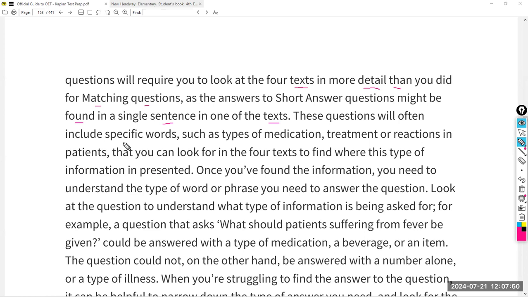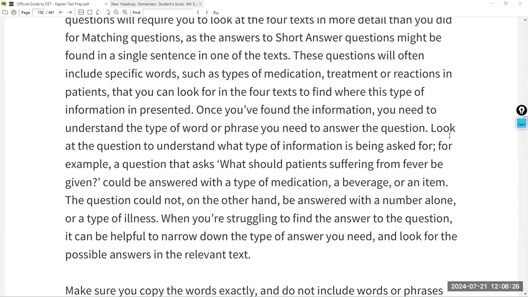These questions will include specific words such as types of medication, a treatment or reactions in patients that you can look for in the four texts to find this type of information presented. Now, once you have found the information, you need to understand the type of word or maybe phrase you need to answer the question. So we have to look at the question to understand what type of information is being asked for. Let's take a look at this example.